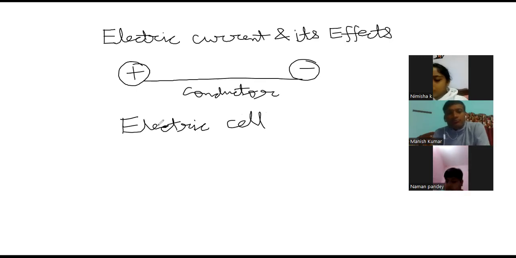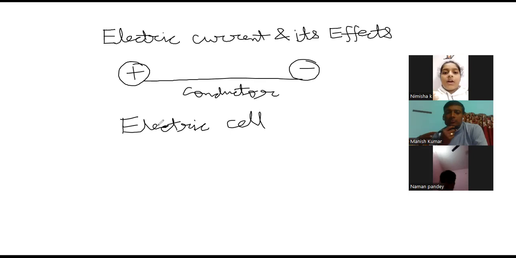So, when a large amount of current passes through an appliance, the wires get overheated and the appliance gets damaged. To counter such situations, a safety device known as electrical fuse. Sir, electrical fuse you are talking about. I am talking about electrical cell. I don't know about the cell, sir. Nimisha, are you aware? Yes.